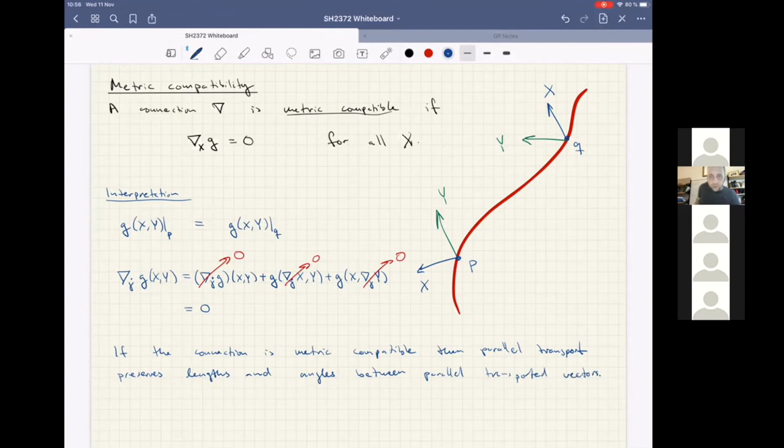Now that can often be used to solve the differential equations for a parallel transport in a simpler way, simply by saying that if I have a vector x here and I want to find the parallel transport of x to this point, and I know that my connection is metric compatible, then I know that I can write down the length of x as a constant of motion, which allows you to get rid of one of the differential equations. Questions on that?